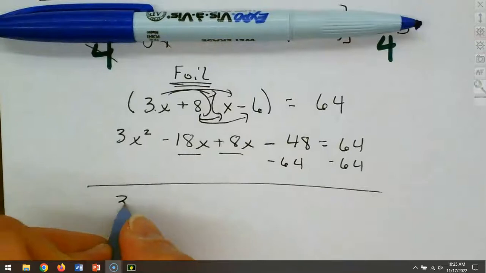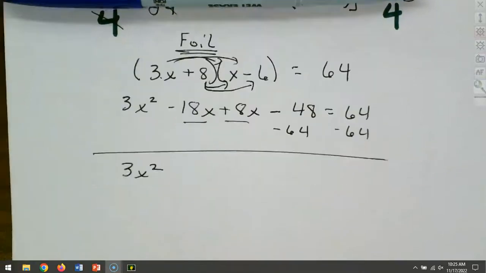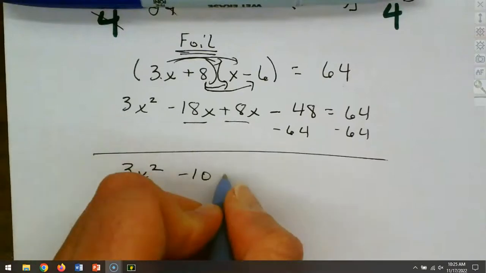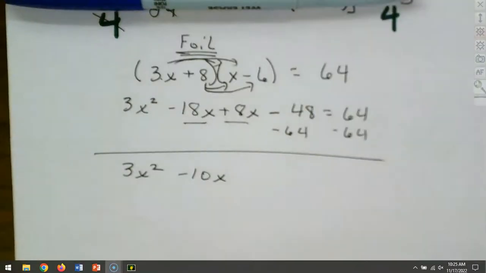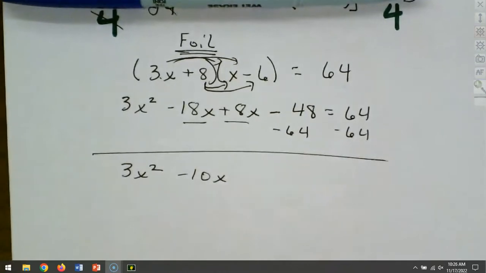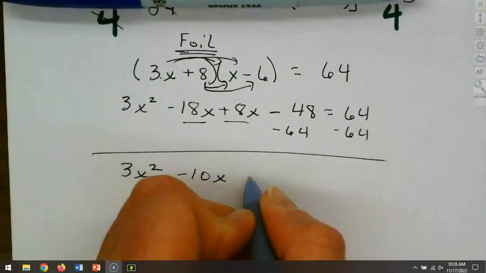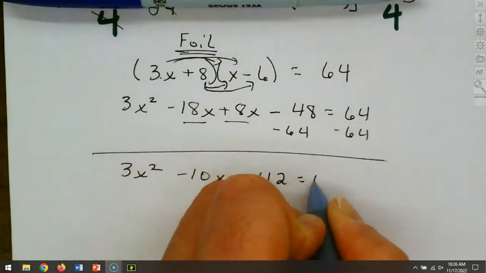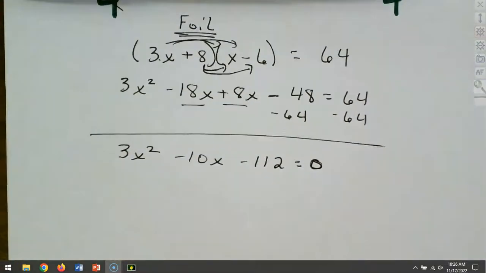So now we have 3x squared minus 18 plus 8. That makes it a minus 10x. And we've got 48 and 64. They're both negative. Add those together, and we get a minus 112. And that equals now what? 0.